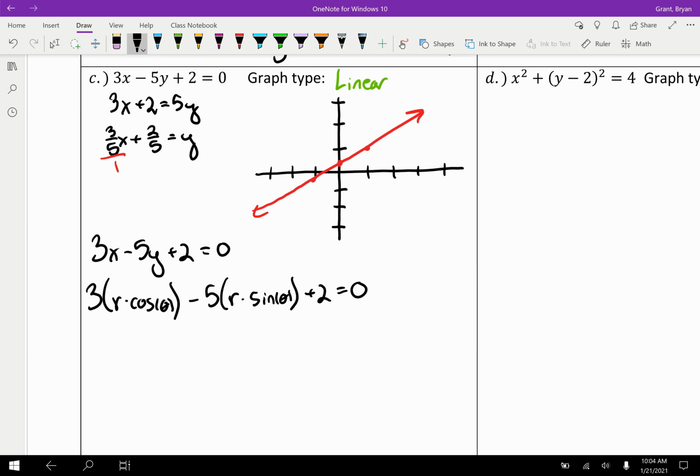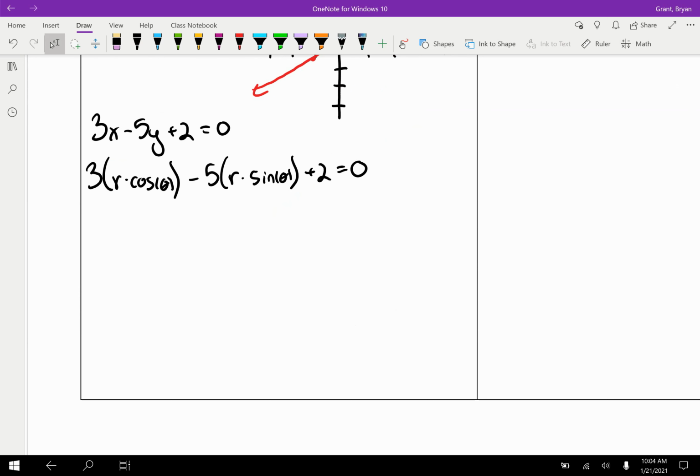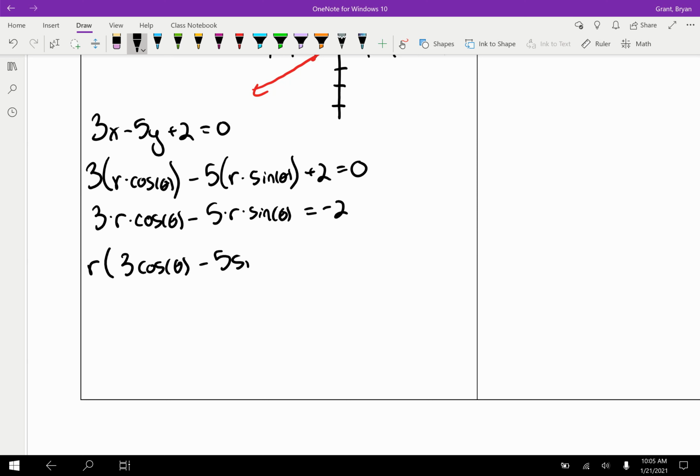However, we do want to try to isolate r. I'll do this in a couple steps. Remember, when we have a 3 on the outside of parentheses, you don't distribute to everything inside. It's just multiplication. So 3r cosine of theta minus 5r sine of theta. And I'll move the plus 2 over to the other side. If we're trying to isolate r, but I have 2 terms with it, let's factor out the r. Okay, something like this. And then finish by dividing everything off to the other side. So r equals negative 2 divided by 3 cosine of theta minus 5 sine of theta.